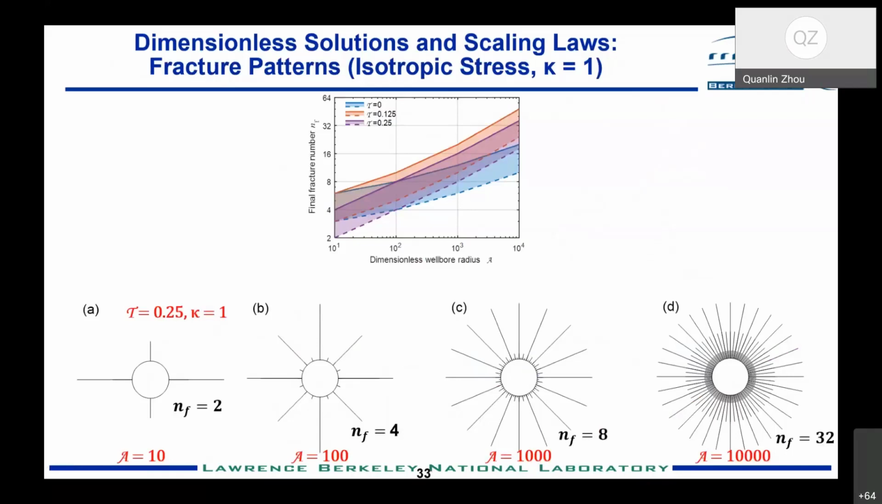Here you can see the fracture pattern. When this A is very small, you may just have two propagating fractures at late time. But here you have 4, 8, and 32. So that means this is more or less like a Weber size. This is for Weber size, but this is 10 times Weber size, 100 times Weber size. You can see that.